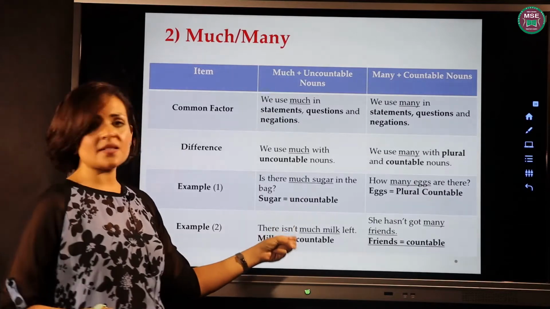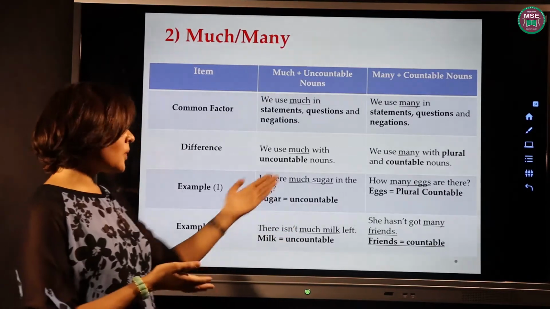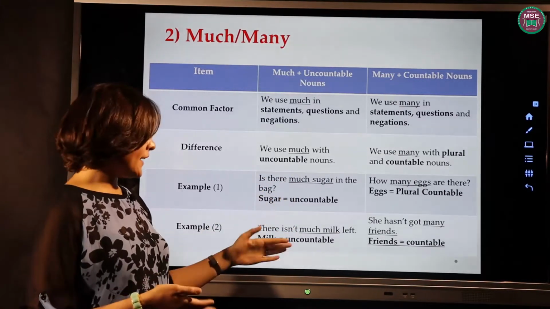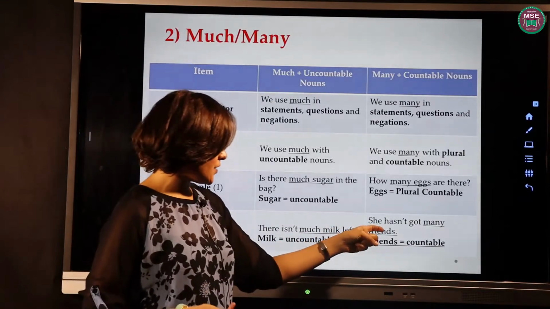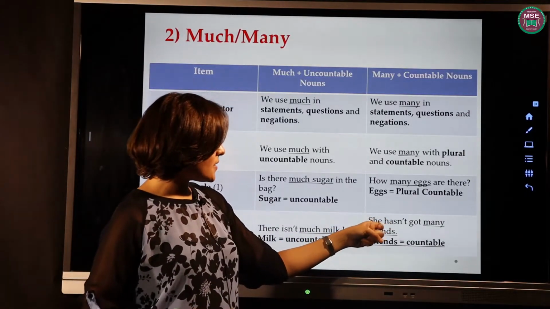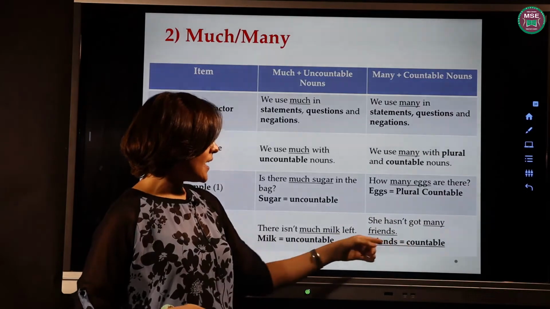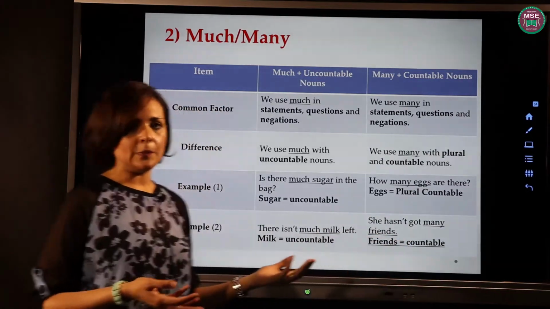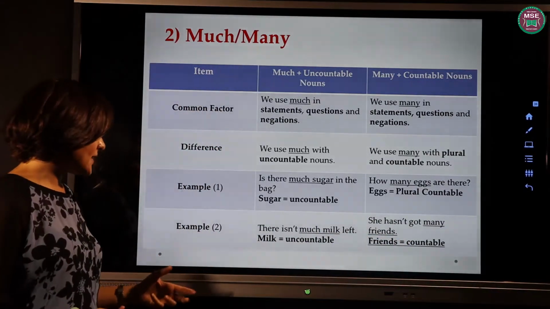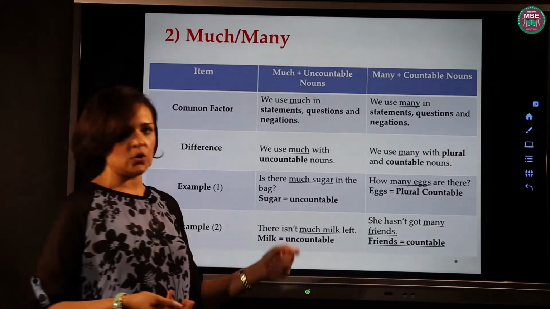And this sentence is negative, so I can use much in questions, negative, or also positive sentences. Here we have the last sentence: she hasn't got many friends. Friends here are many people, so we can count them, so it's a countable noun. For that reason we used many.